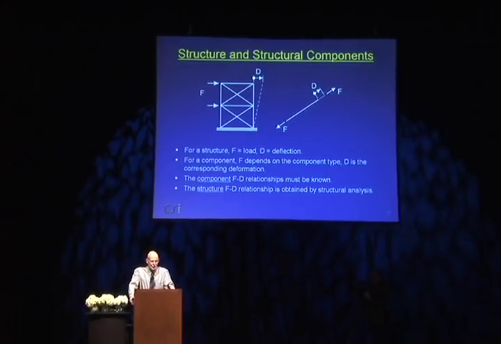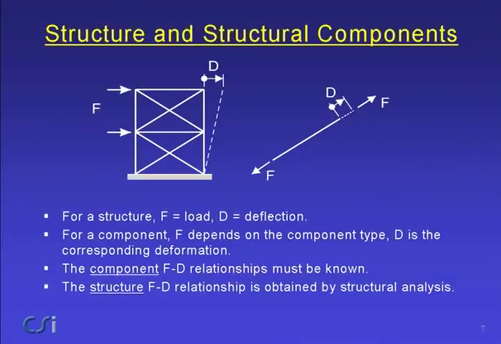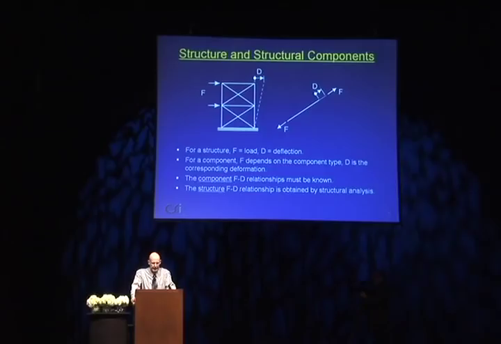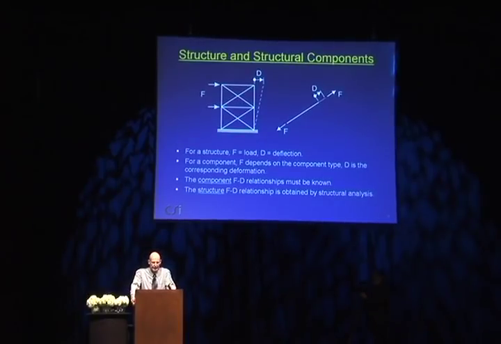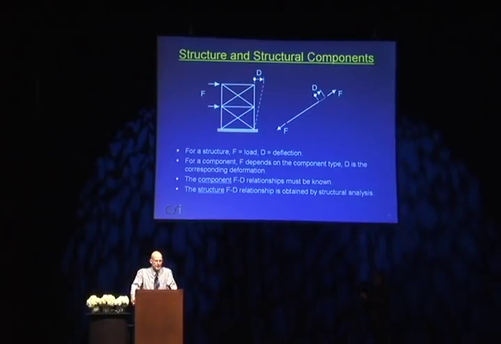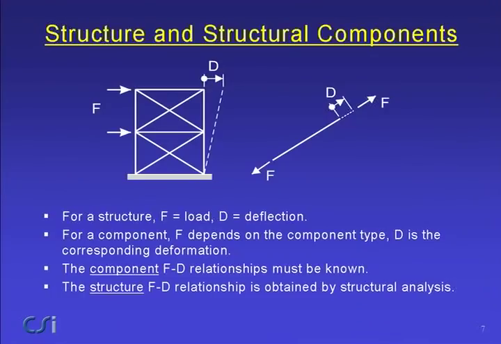We have a structure and the structural components, and this little diagram indicates the two. For a structure, the force F is the load on the structure, whatever it might be, and D is some corresponding deflection. For the component, F depends on the component type, and we have many different component types. Here I'm just showing a simple bar where F is the axial force, and the corresponding deformation is D, the axial extension. If you have a plastic hinge, the F would be the bending moment at the hinge, and D would be the hinge rotation. And it can get more complicated than that.